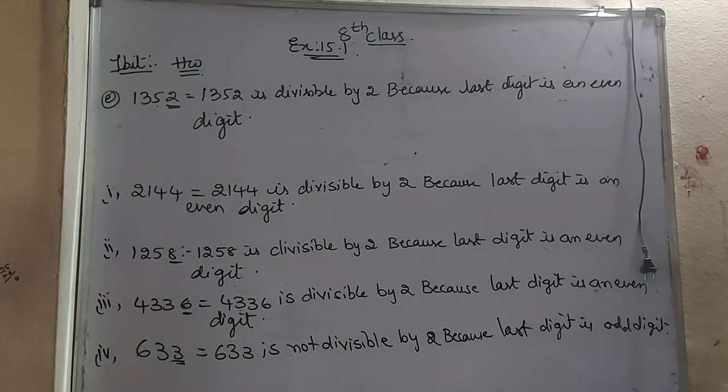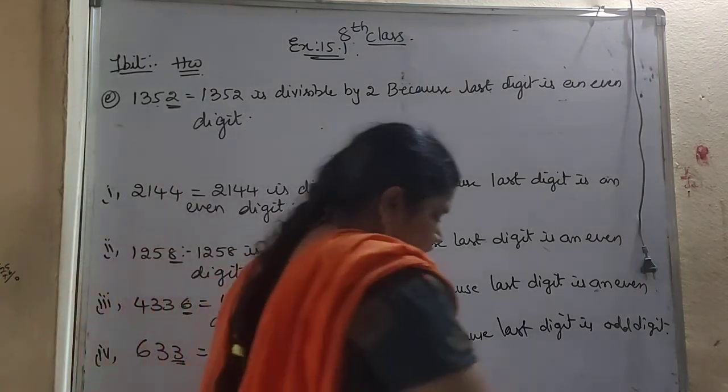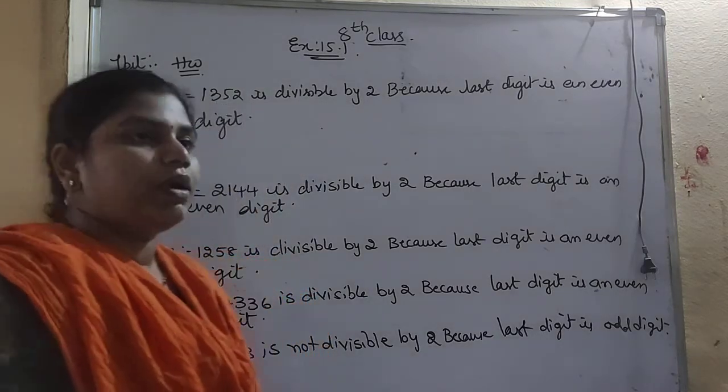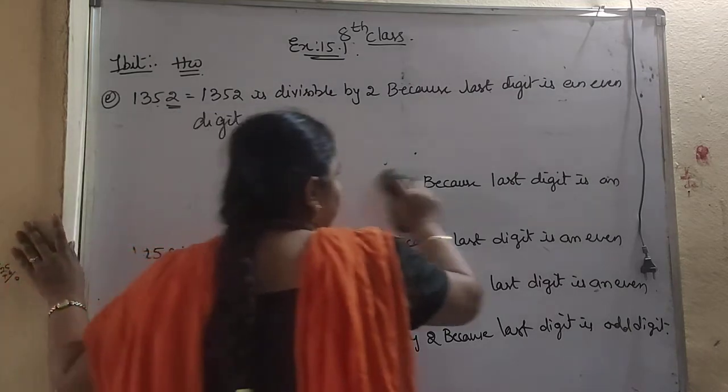So we have to check which numbers are divisible by 2 and which numbers are not divisible by 2. Okay, so this is our second bit. Next is using divisibility test, determine which of the following numbers are divisible by 5. Now we have to use the divisibility rule of 5.